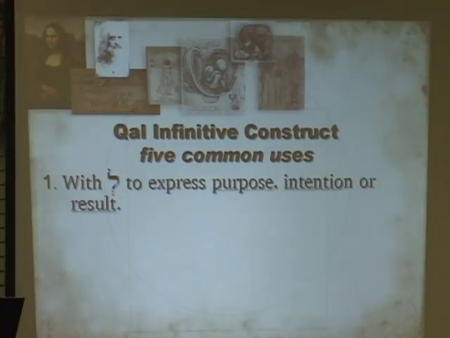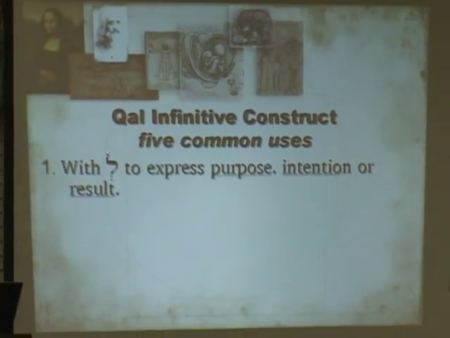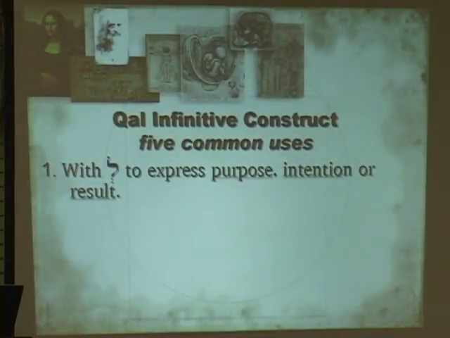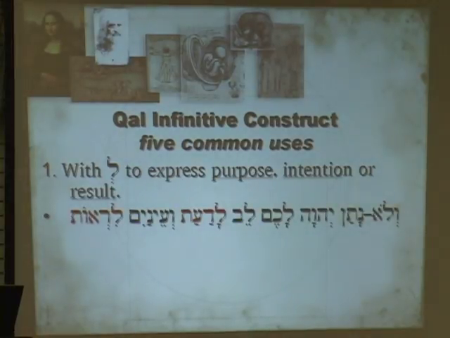There are 5 common uses of infinitive constructs, and they're all listed on your pages 242 through 245. How they're used and how they're translated, and examples are here. With le, if there is an infinitive construct and there's le added to the beginning of it, it is used usually to express purpose, intention, or result.